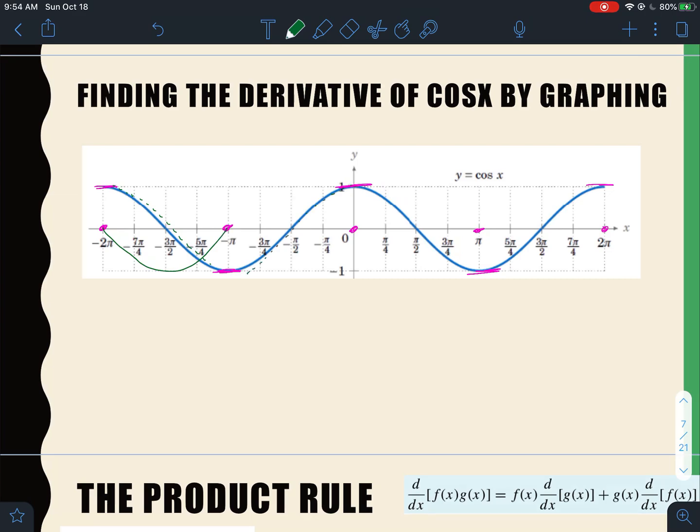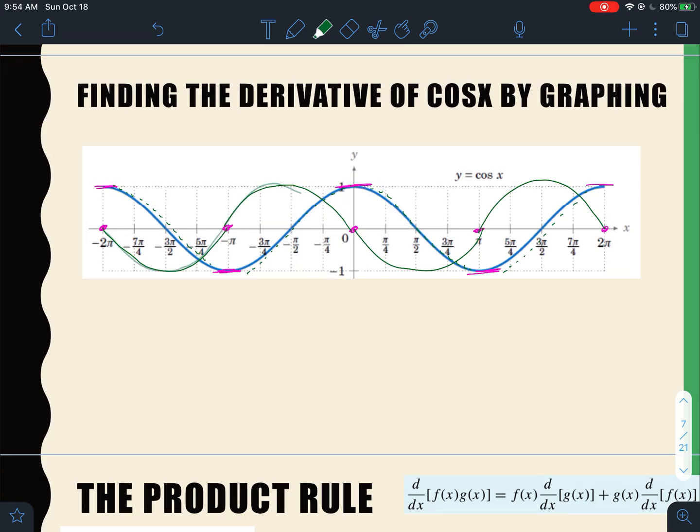And then between negative pi and 0, the slopes of the tangent line are positive, so the derivative would be positive. And then the slopes of the tangent line are negative between 0 and pi, so the derivative would be negative. And then between pi and 2 pi, the slopes of the tangent line are positive, so the derivatives would be positive. Now notice, what did we just graph?